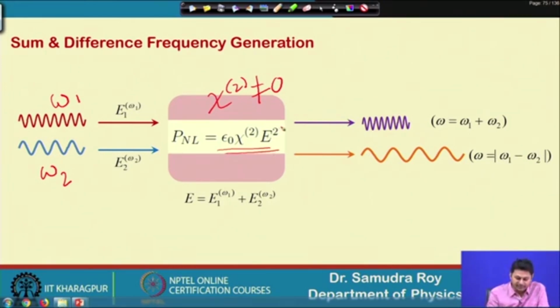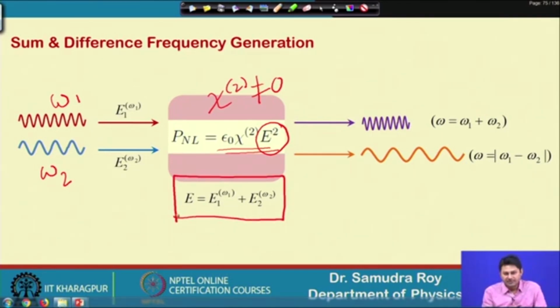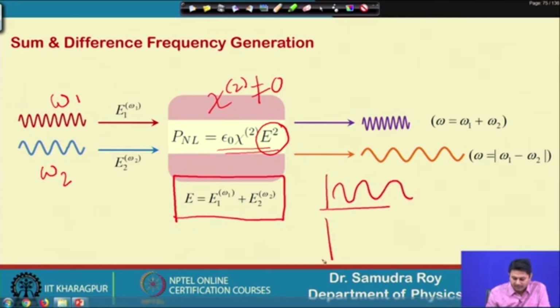Here this E term is interesting. When I write E, that essentially means the sum over the two fields. In the previous case, when we were learning the electro-optic effect, if you remember the figure, I was launching one electric field having a frequency component like this, and also another electric field with a frequency component of this. That means this is a DC electric field, and this electric field had a frequency component.